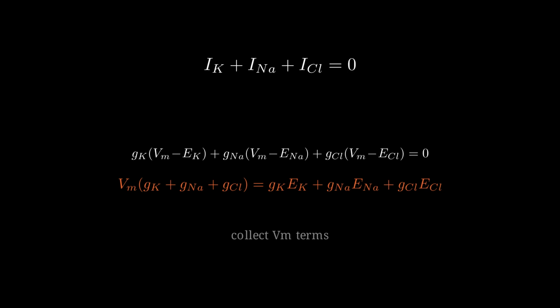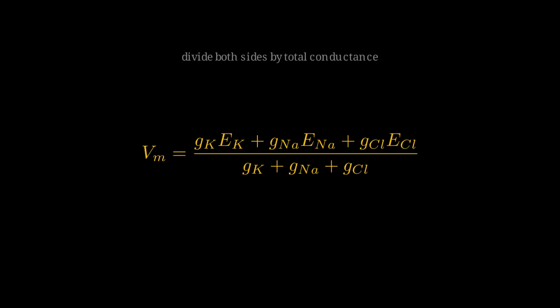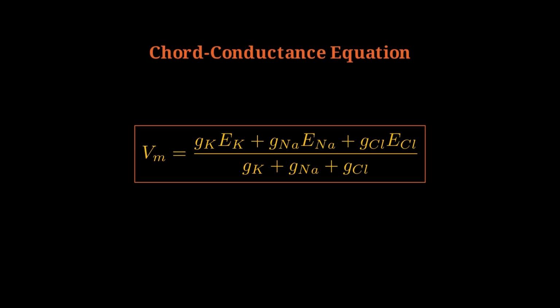Next, we divide both sides by the total conductance, and we get that the membrane potential is equal to the following equation. This is the chord-conductance equation. The resting membrane potential is a conductance weight average of all three equilibrium potentials.